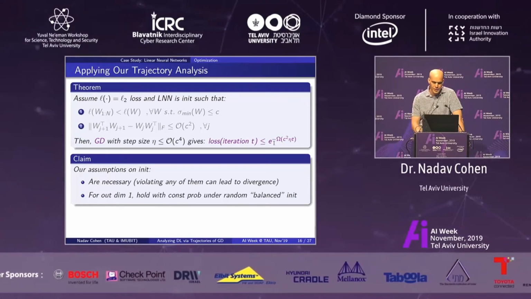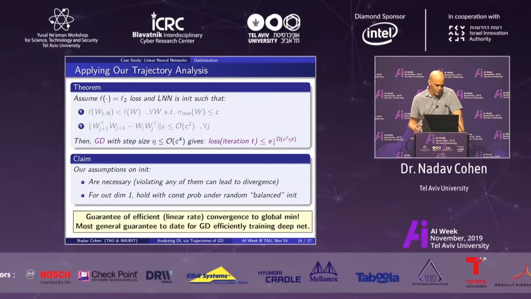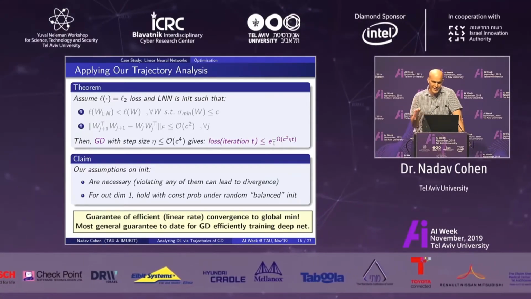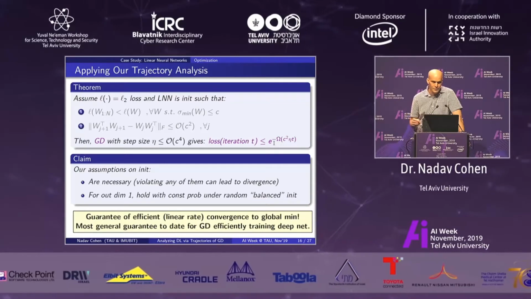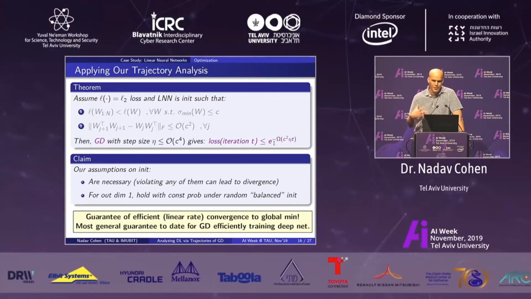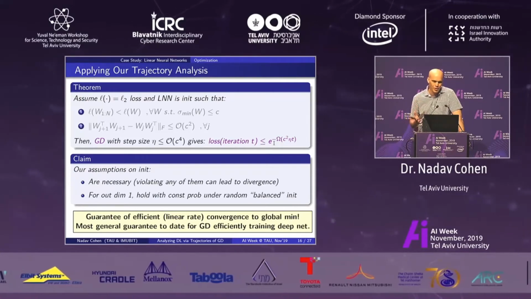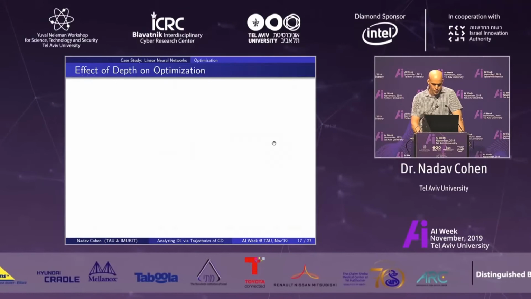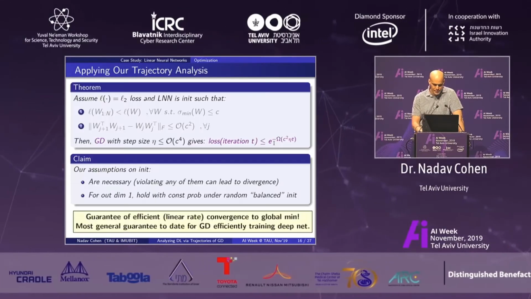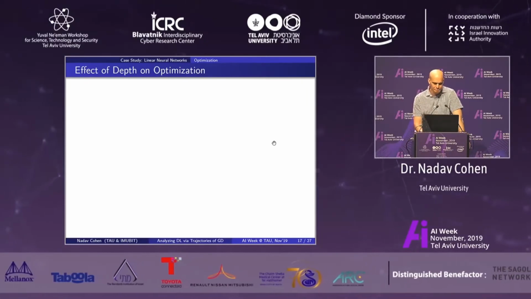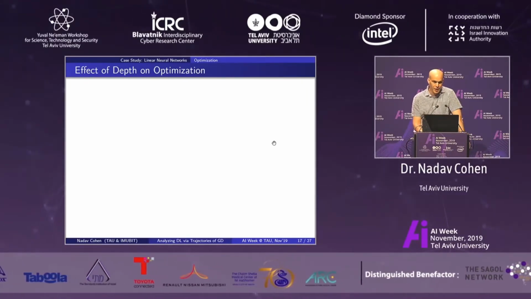minimum exponentially fast. Overall, this is the most general guarantee that I'm aware of for gradient descent training a deep, that's 3 or more layer model, reaching global minimum in an efficient number of iterations with an efficient model size, something that you can imagine running on your computer. Okay? And this is thanks to the trajectory analysis. What we're going to see now is something that I think is more surprising, and that is the effective depth on optimization.